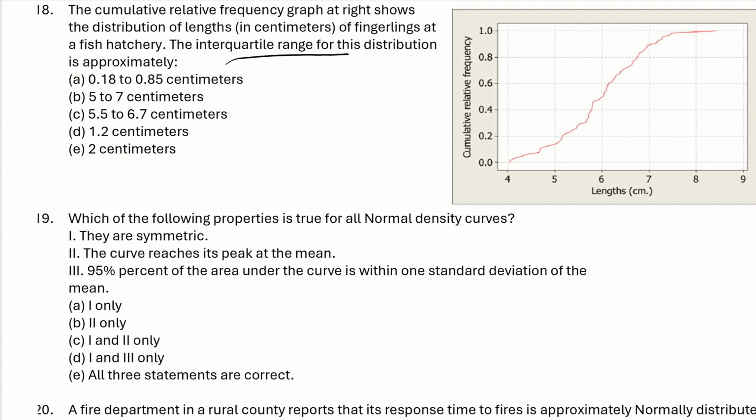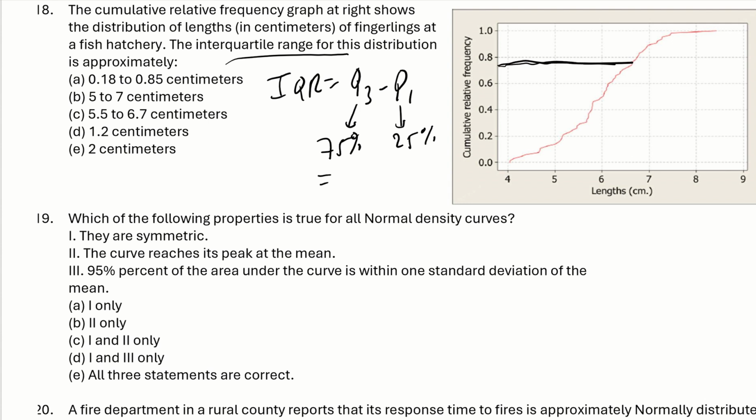Now interquartile range, remember, is Q3 minus Q1, the third quartile minus the first quartile. The third quartile is the 75th percentile. The first quartile is the 25th percentile. So you have to figure out where the 25th percentile is, where the 75th percentile is, and then subtract them. So here, the 75th percentile is approximately here. This is around 75%, and it's about maybe 6.5 or so.